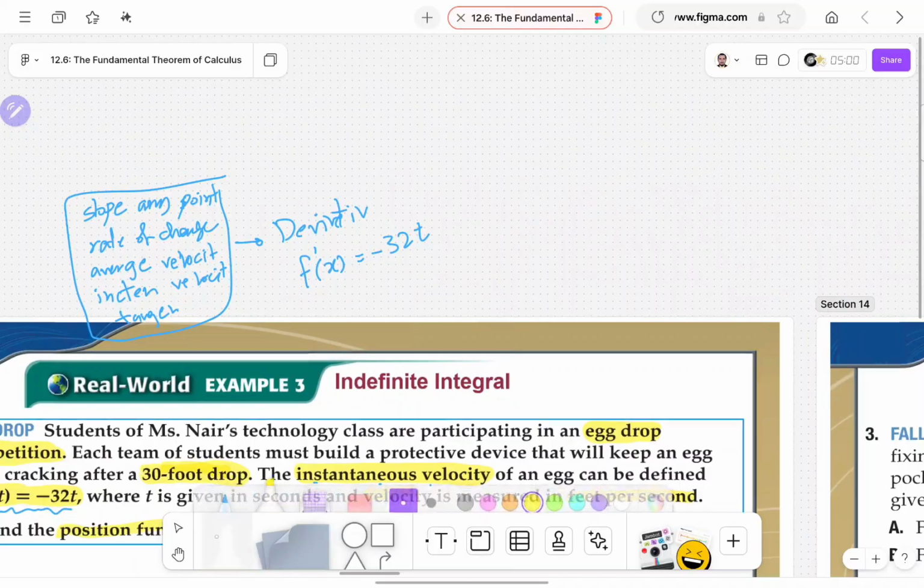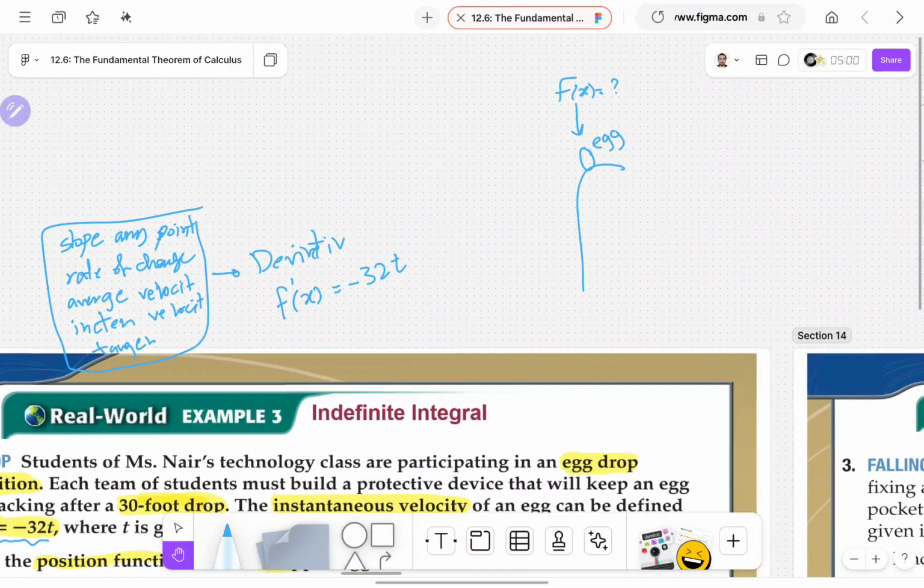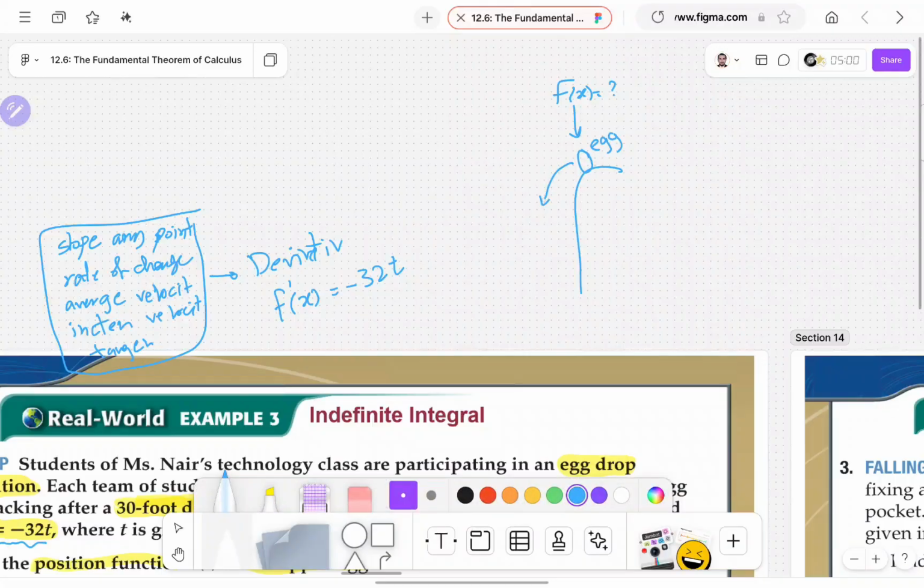Now, let's go back to the example. Now, let's say this is the egg. Okay, this is the egg. And the egg at the beginning has an equation, but I don't know what this equation is. Okay? Now, after the egg drops down, okay, now the equation for the drop is this one here.